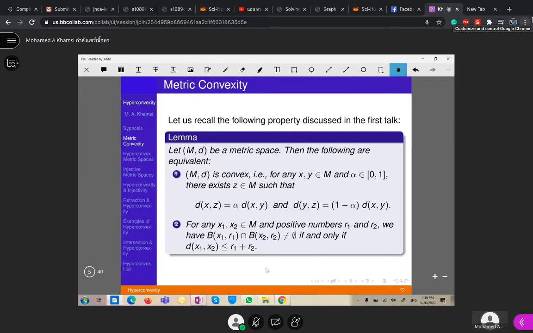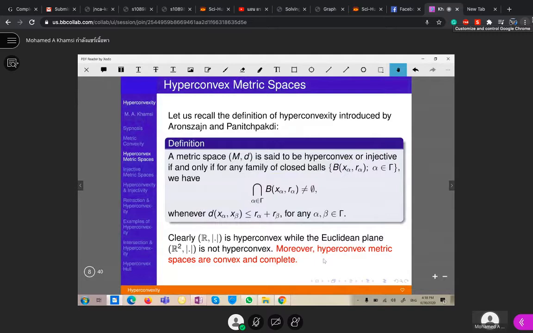Anyway, let's continue. If you take R, the real line, it is hyperconvex. But if you take the Euclidean plane R2, it's not hyperconvex. But as we said, this condition implies the ball is not empty, from what I said before. It means that it's metrically convex. And when you have this intersection of balls property, it's not very hard to prove that, in fact, it is complete. So a hyperconvex metric space is complete. Great.